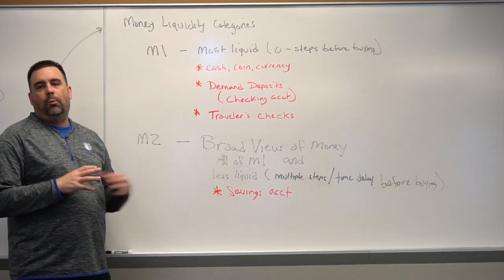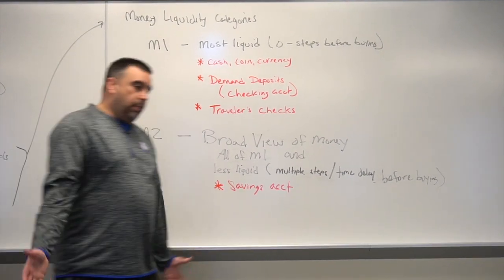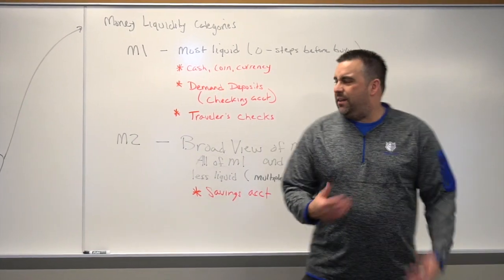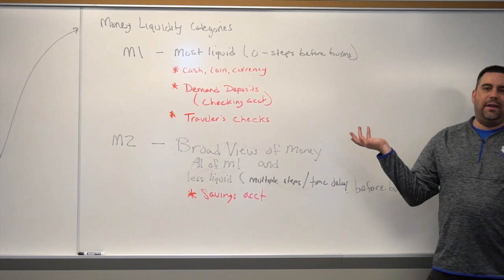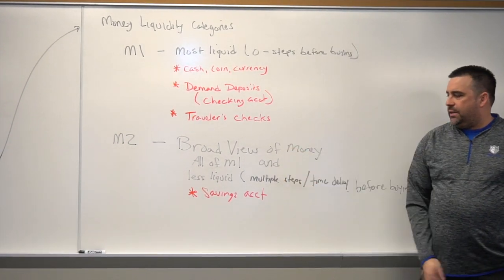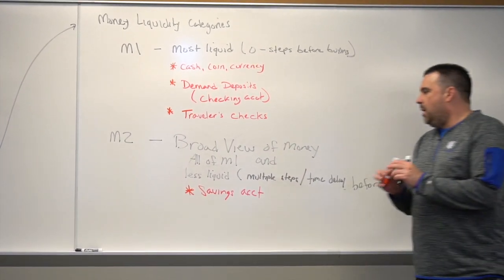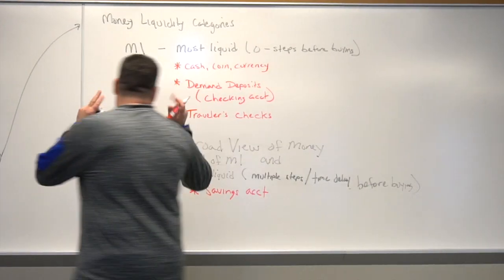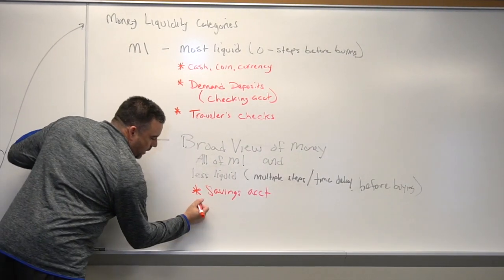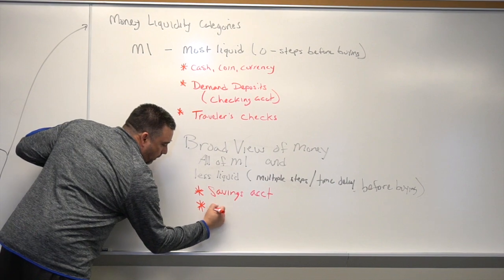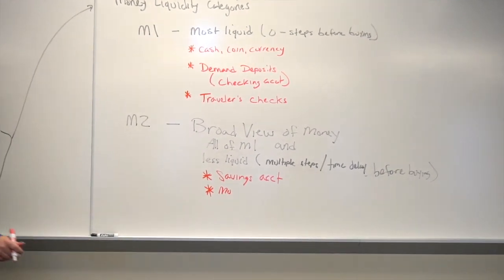We're going to put it in our more broad view. It still meets all the qualifications of money, but it maybe isn't as convenient to buy stuff. So less liquid, it's going to get thrown into M2. We tend to put our other bank transactionals in here as well. So things like what we call money market accounts, not to be confused with the money market we're building.